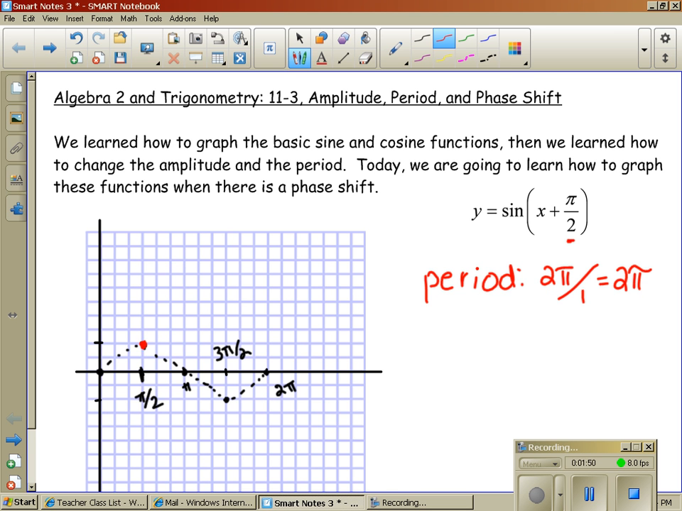Let's start here. This point is going to shift to the left, 1, 2, 3, 4. This point here, shift to the left, 4. This point here, shift to the left, 4. This here, shift to the left, 4. And if we had another one, it would shift to the left, 4, would be over here. So now you can see that I took the dotted graph and I just shifted it over by pi over 2, 4 lines.